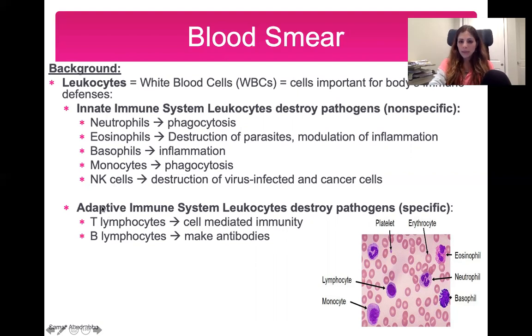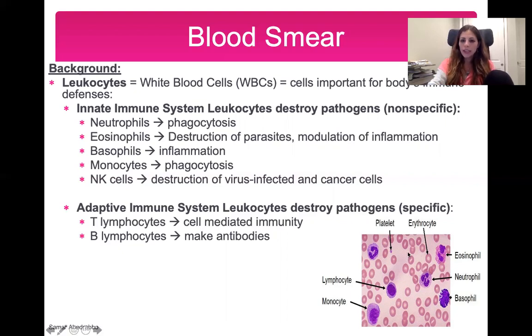The adaptive immune system also has white blood cells that defend you, and adaptive immunity defends you against specific pathogens. So it's the one that differentiates, for example, an E. coli infection from an influenza infection. This is the immune system that makes antibodies. But when we take your whole immune system, innate and adaptive, there's a bunch of leukocytes involved.